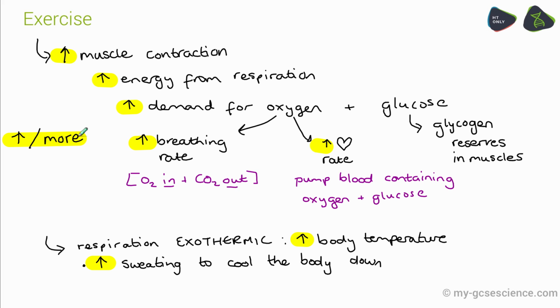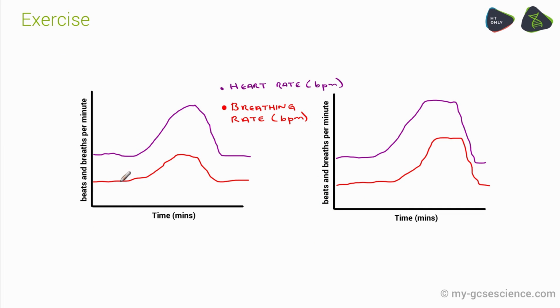It's quite often in this topic that you will be presented with some data in the form of a graph that you will need to analyse. Here are two very similar graphs that you might need to compare or be able to explain using your own biological knowledge. So we've got time along the x-axis here, and along the y-axis you have got beats and breaths per minute. So the beats per minute is the heart rate, and the breaths per minute is associated with the breathing rate, and they're colour-coded as you can see here.